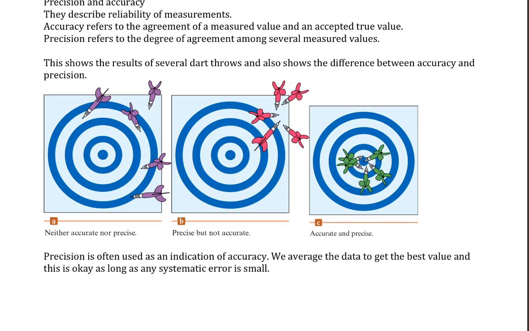Precision is often used as an indication of accuracy. We average the data to get the best value, and this is okay as long as any systematic error is small.